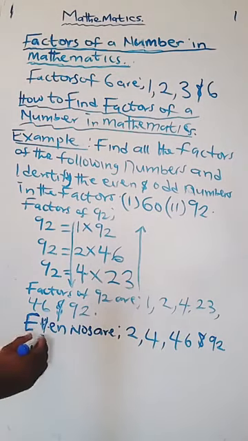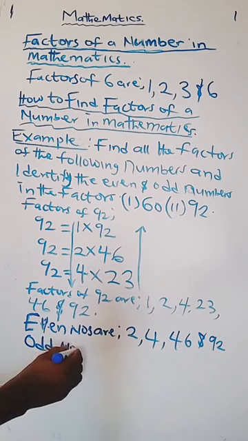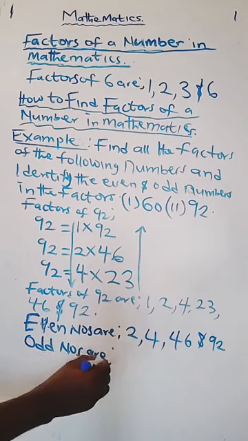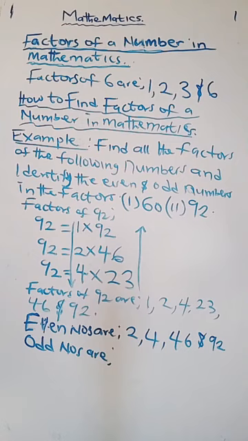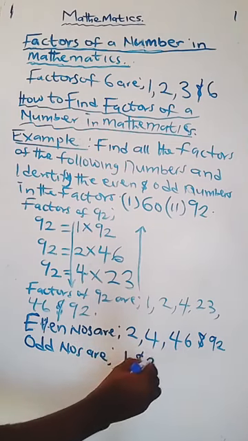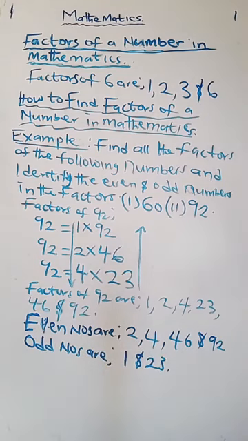Let's look at the odd numbers there. Like I said, odd numbers are numbers that cannot be divided by 2. 1 and 23. Follow these steps and you will not have any issue finding factors of a number in mathematics.